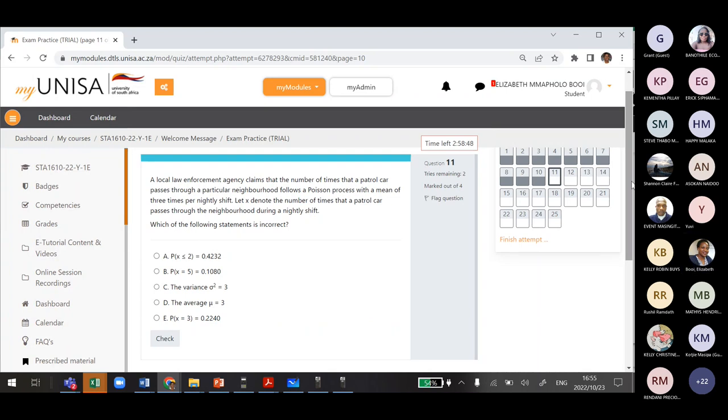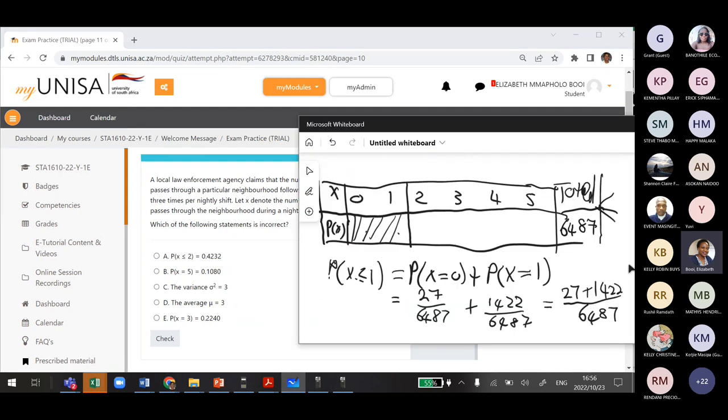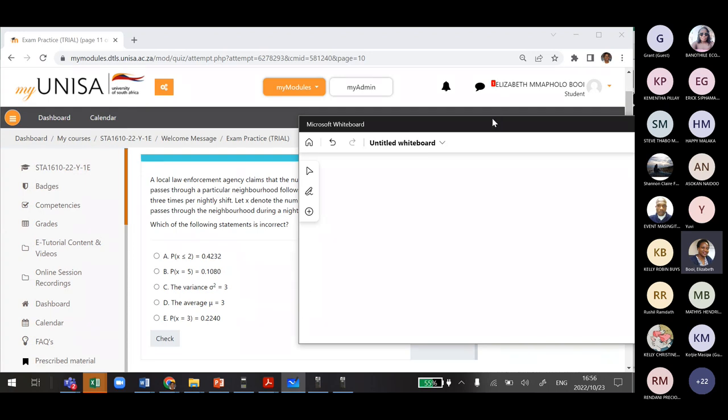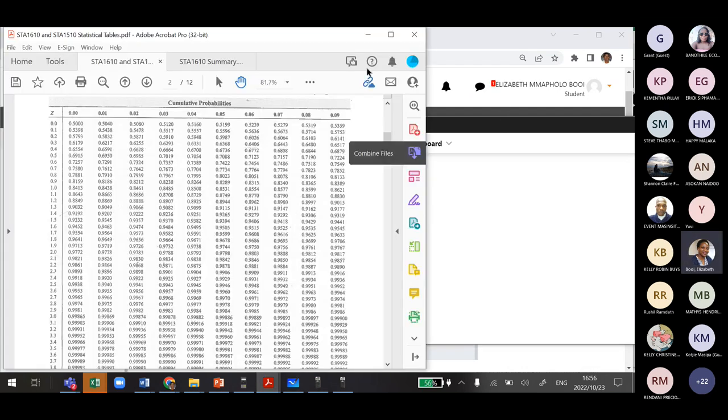Okay. The law enforcement agency claims that the number of times that a patrol car passes through a particular neighborhood follows a Poisson process with the mean of 3 times per nightly shift. Let X denote the number of times that a patrol car passes through the neighborhood during night shift. Which one of the following statements is incorrect? So it means we need to evaluate every statement. There are a couple of things that we will need to have handy: your piece of paper, your tables. We need to go to the Poisson table.